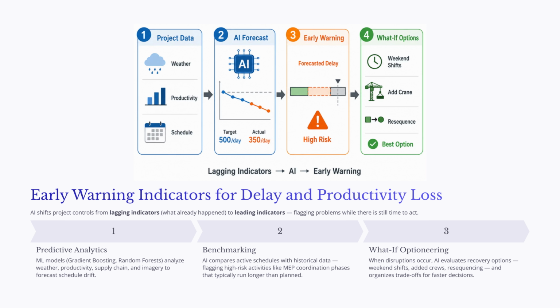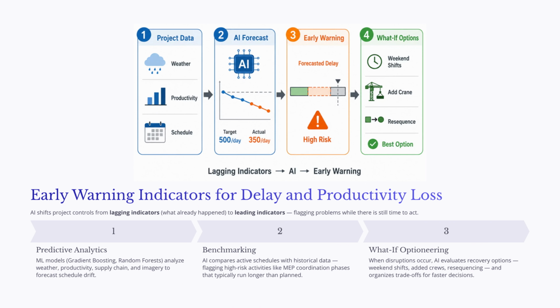First, AI can support predictive analytics. Machine learning models can analyze weather forecasts, productivity trends, supply chain information, schedule updates, daily reports, and field imagery. Models such as gradient boosting and random forests can detect patterns across many types of project data and forecast where the project may drift from the plan.